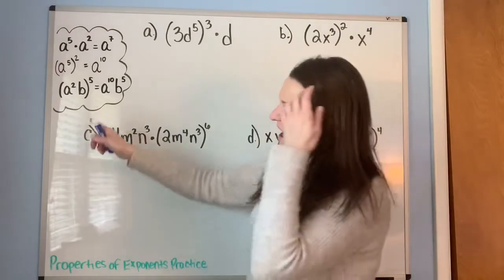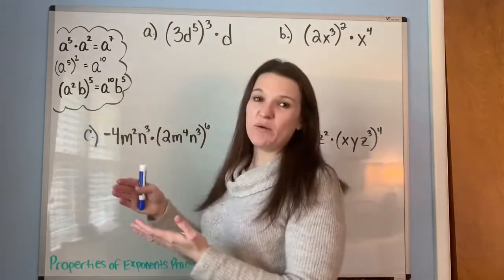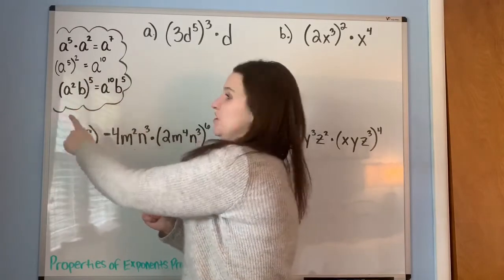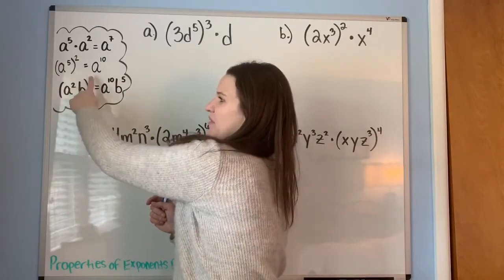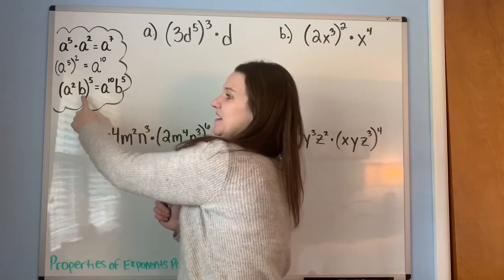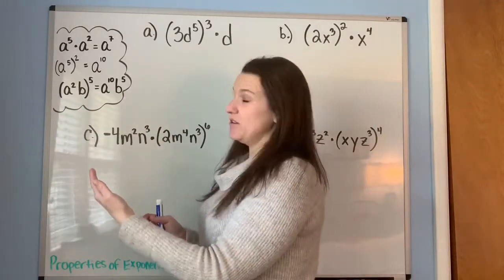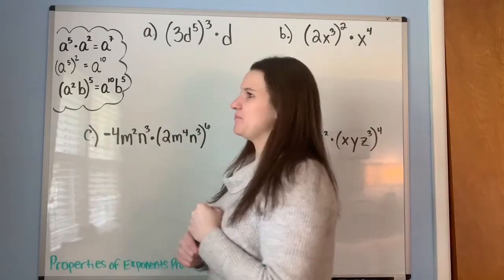And the last one, as you see, you have multiple bases, and what you need to do is that exponent needs to go to both of those. So a to the second power, power to a power, you multiply, that's how you get the 10. Technically, the exponent on the b is a 1. So you're still going to multiply those, and that's how you get b to the 5th.